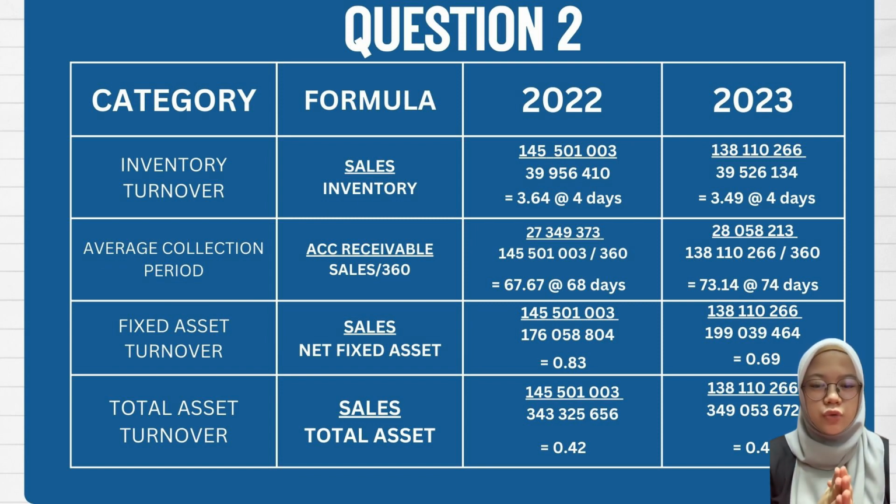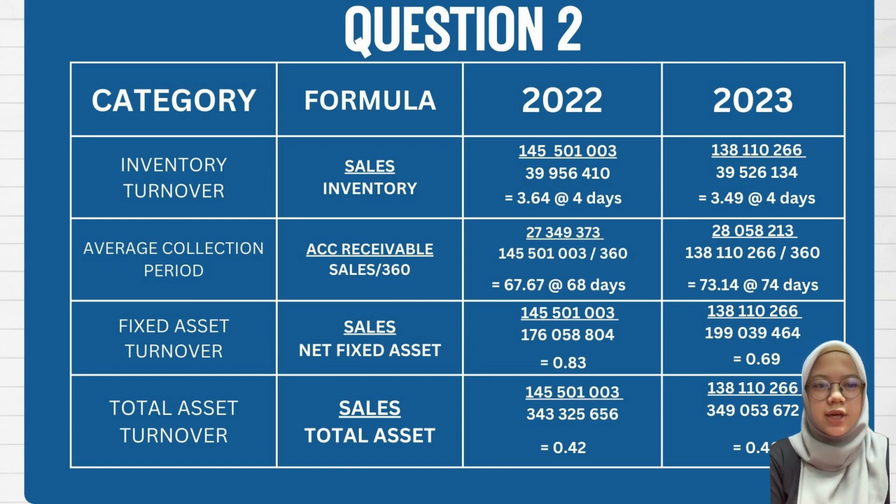For 2022, the inventory turnover is 3.64, which is 4 days. The same goes for 2023, which is 3.49. It is also 4 days. To get the average collection period, accounts receivable divided by sales divided by 360. So the average collection period for 2022 is 67.67, which is 68 days. And for 2023 it is 73.14, which is 74 days.